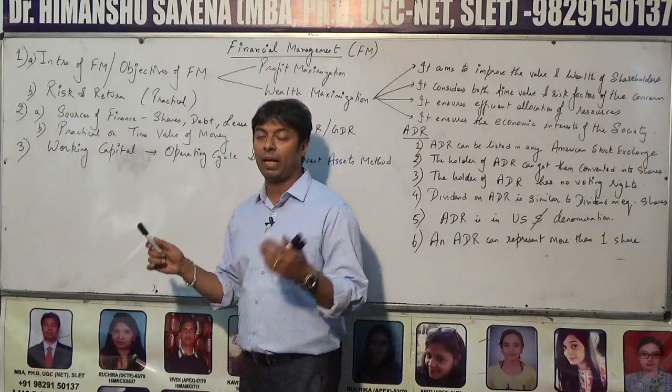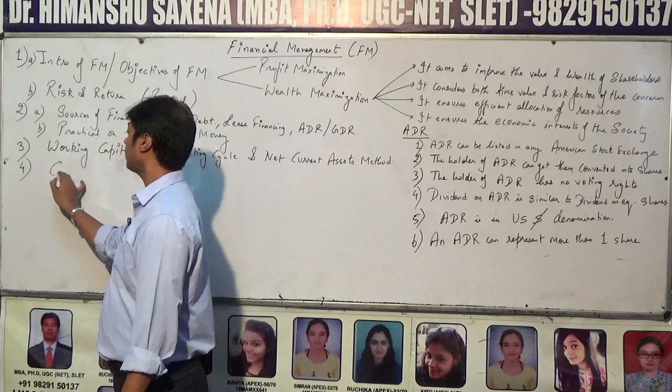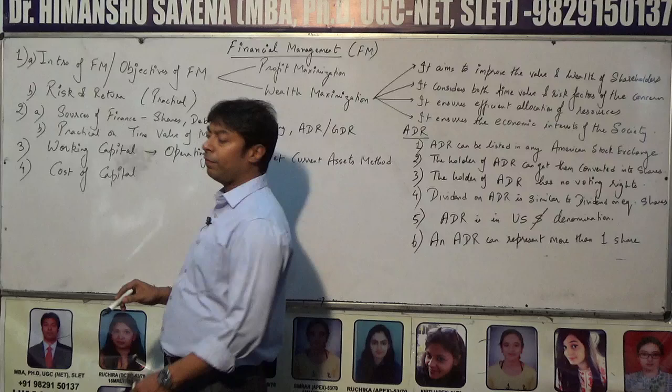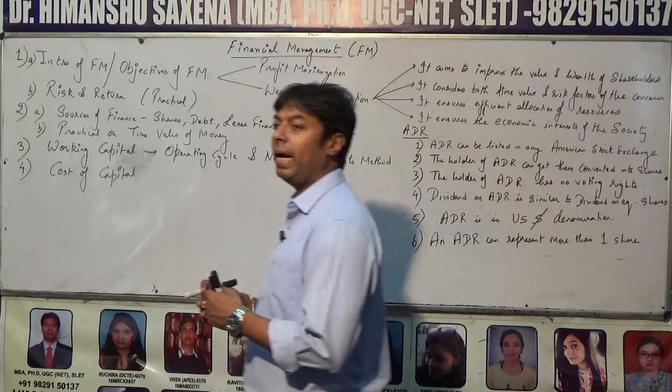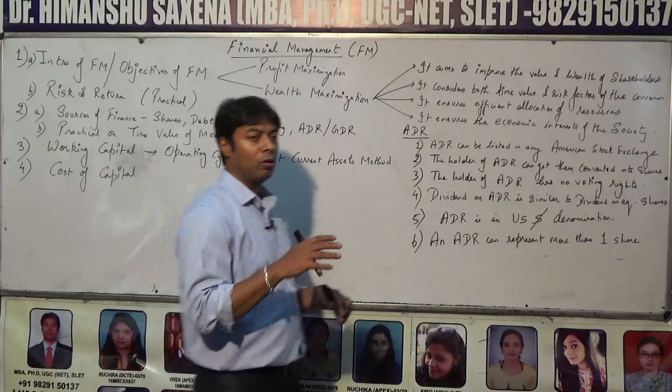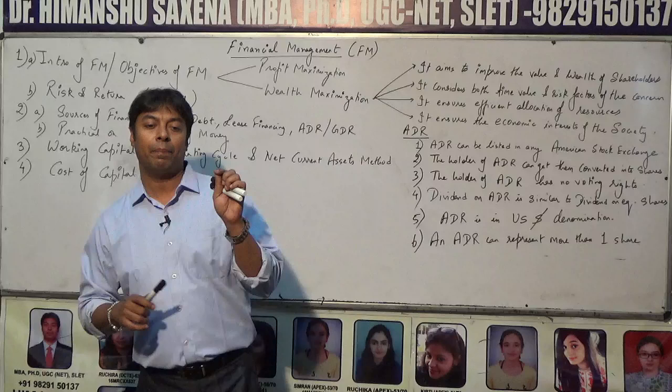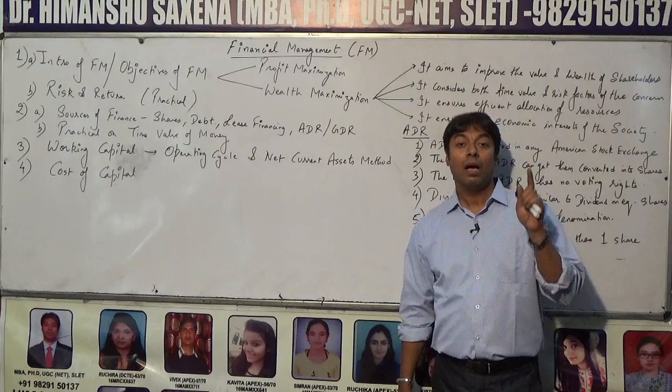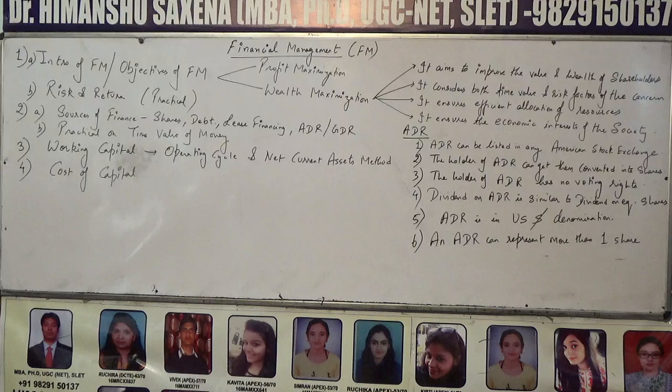Then you have cost of capital. Cost of capital, remember, a firm always needs huge finance for its growth and expansion programs. Firm ko capital ki zarurat padti hai for growth and for further expansion programs. The term cost of capital refers to the minimum rate of return a firm must earn on its investment so that the market value of the firm is maintained.